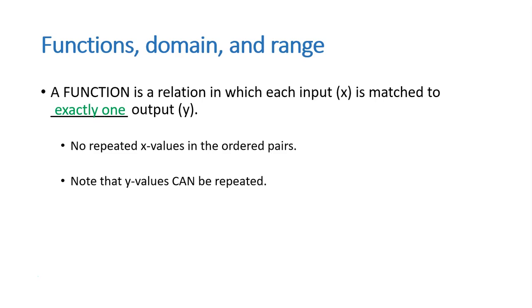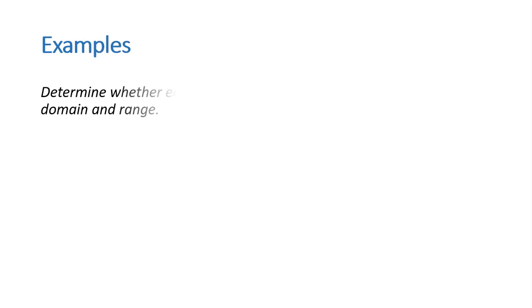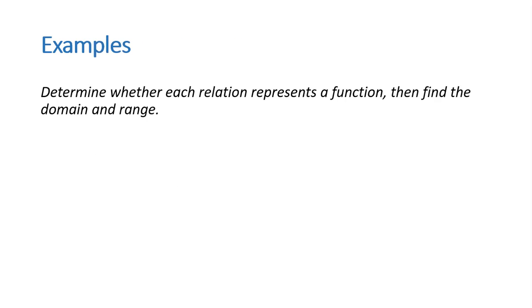So let's look at a couple examples of relations expressed as ordered pairs. So we want to determine whether each relation is a function, and then we want to find the domain and range of each. So our first relation has the ordered pairs (1, 3), (2, 3), and (3, 5). So first thing we want to decide is, is this relation a function? The way I determine this is by looking at the x values in each of the ordered pairs.